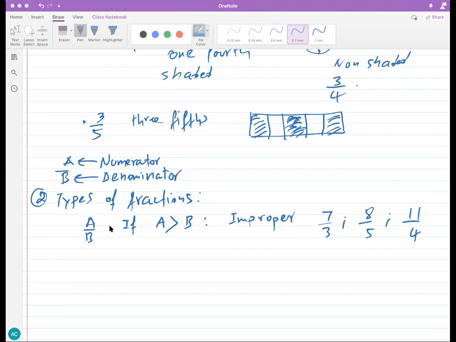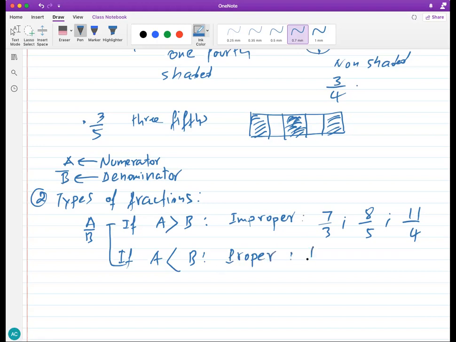What if A is less than B? That would be the opposite of improper, which is proper. That would be a proper fraction.